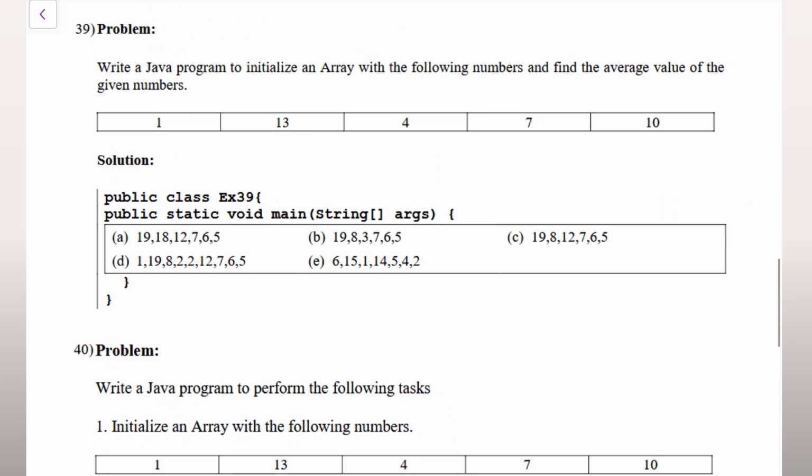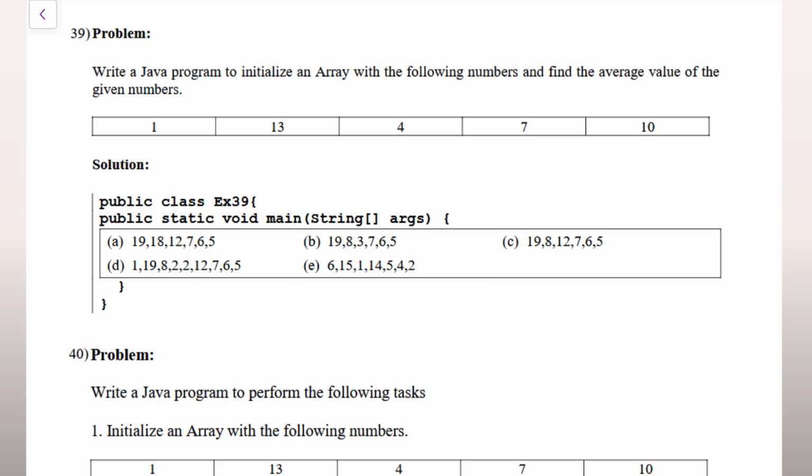So let's go to problem 39. Write a Java program to initialize an array with the following numbers and find the average value. So this one is about average value. Now in common sense, when you have an array, say for example, all these are integers, right? So you'll have an integer average. In order to find the average, you need the total as well, right? So two variables, average and total, and then you will loop through this.